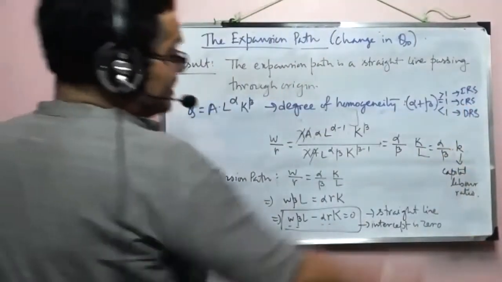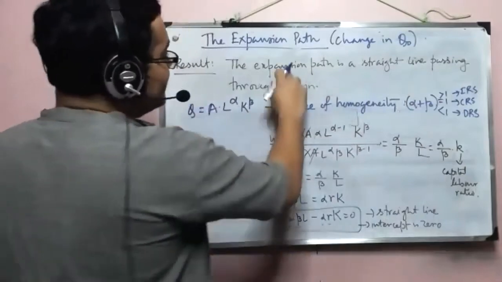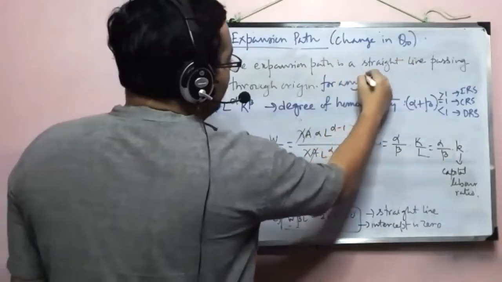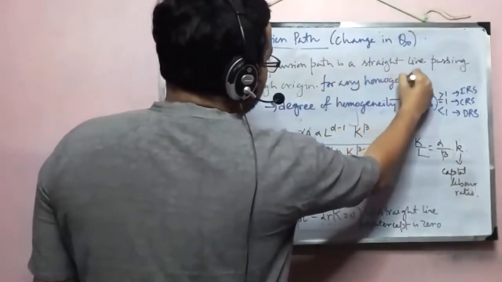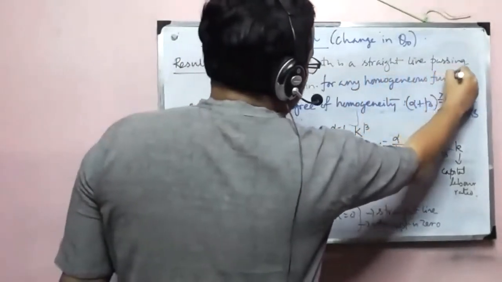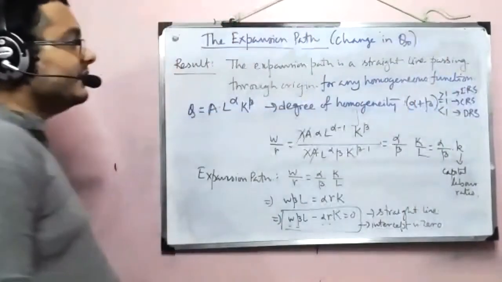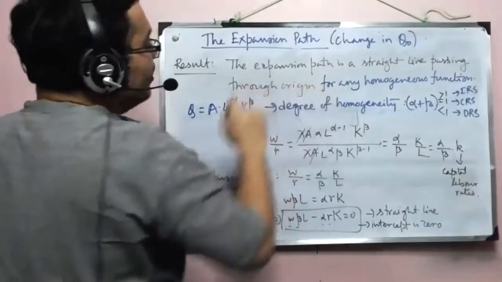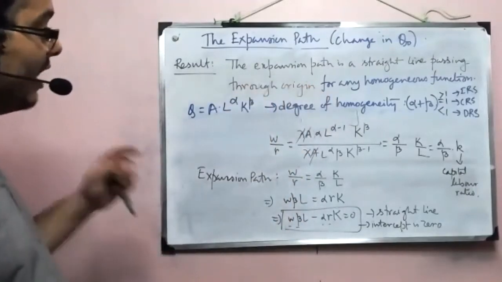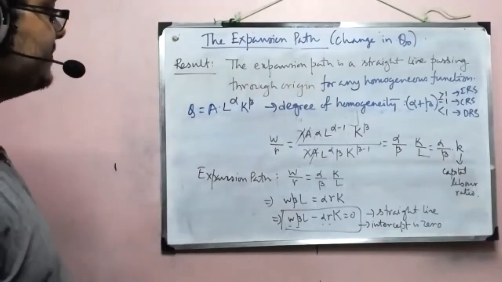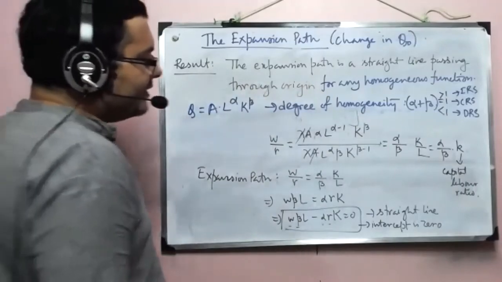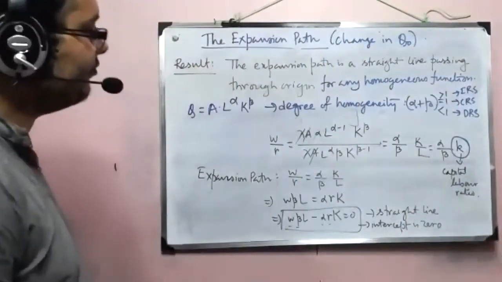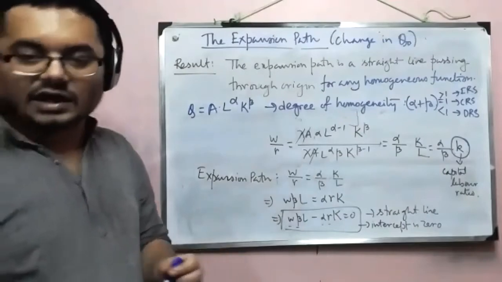Then, since we have not defined it, that means the expansion path is a straight line passing through origin for any homogeneous function. That's a very important result. The expansion path is a straight line through origin for any homogeneous function. Why? Because for a homogeneous function, this capital labor ratio remains the same. Okay? And how does it look?